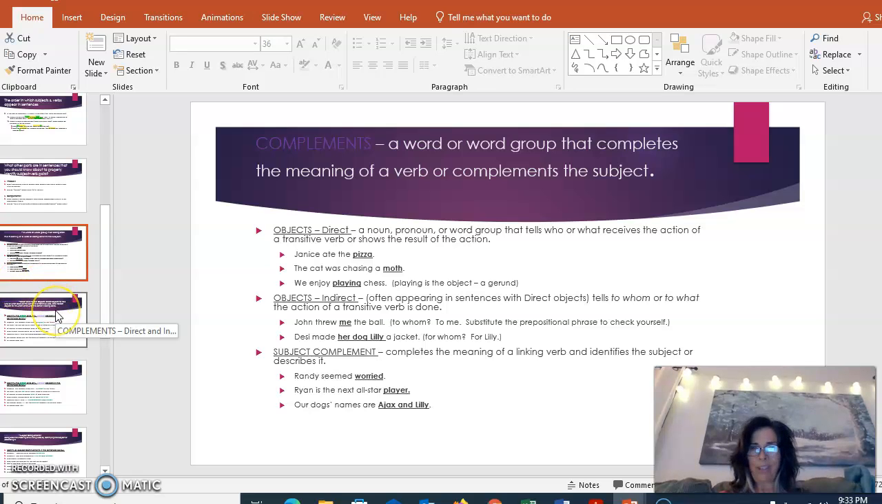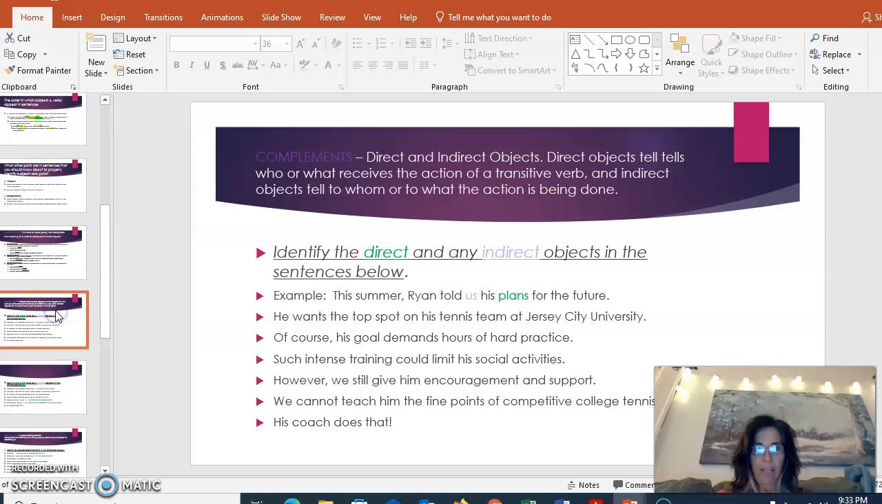Okay, so that's a very quick rundown of complements. I'm sorry, there's such reflection in my glasses here. There's a lot of light on the other side of the room. Okay, so complements. Identify the direct and any indirect objects. I'm going to take you through just a couple of these. You can do the rest on your own.